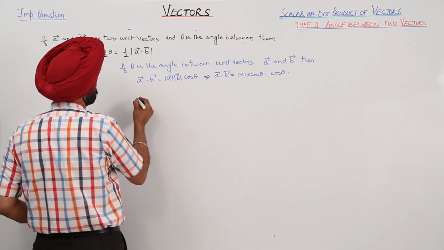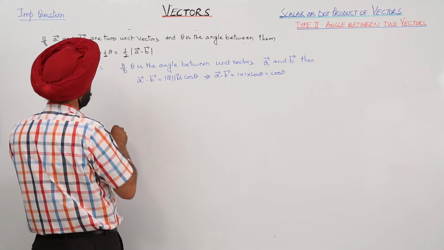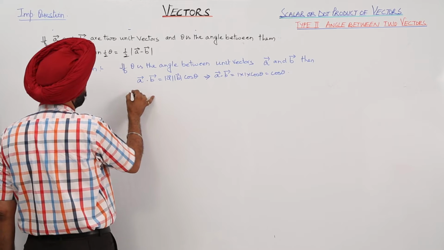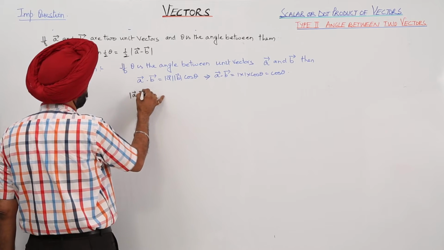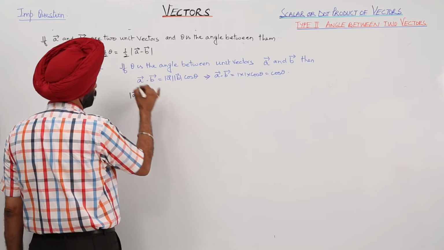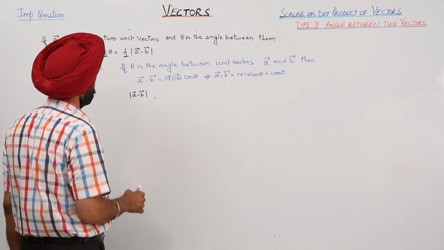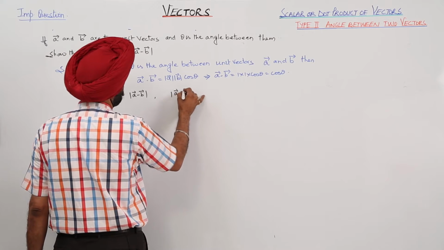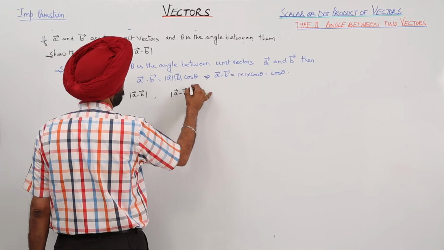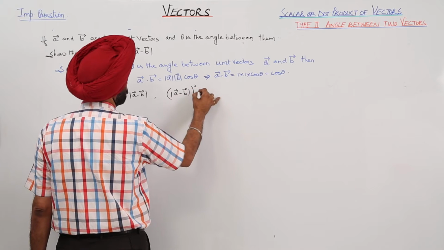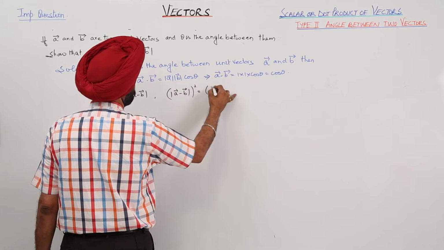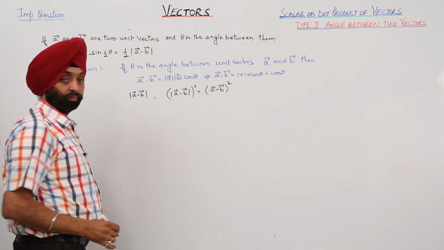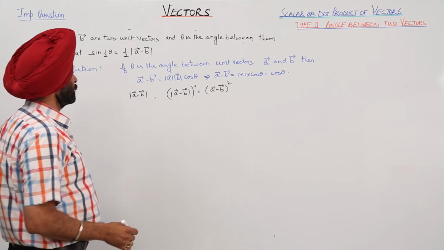Now, to this part, whole square is equal to whole square for vector A square minus vector B square.